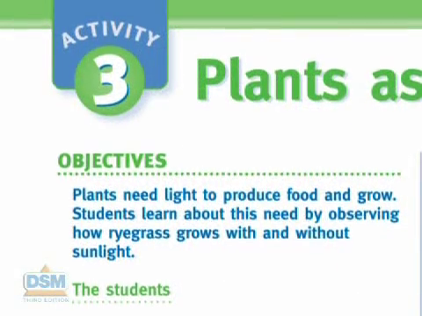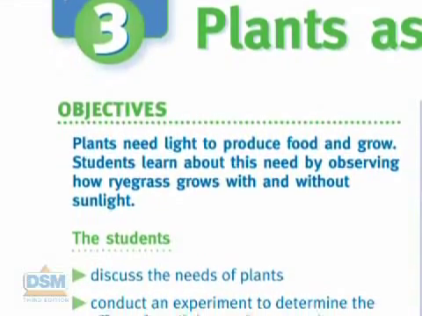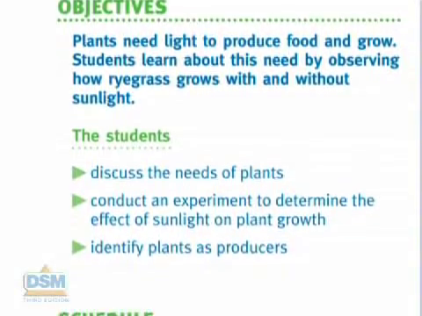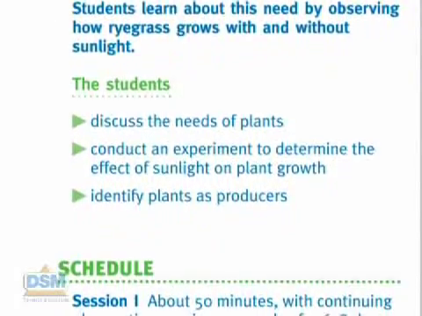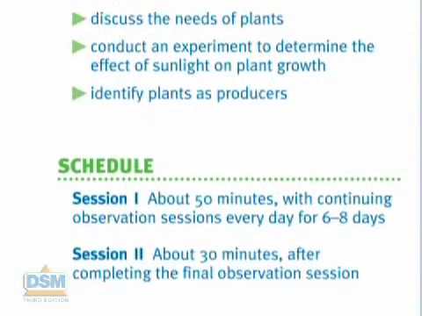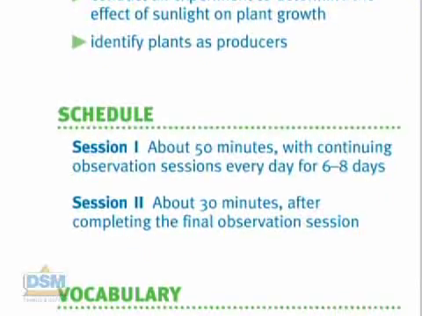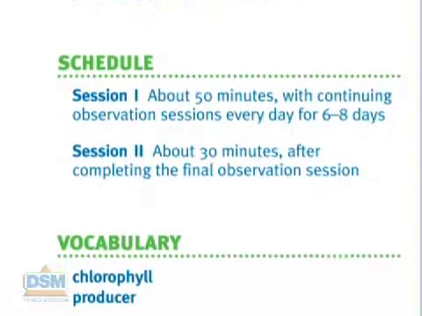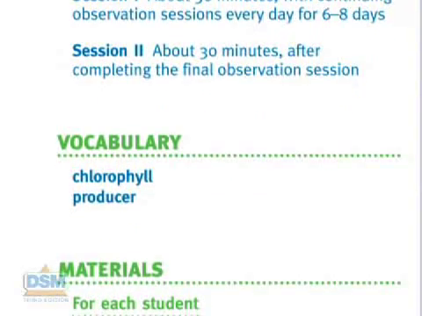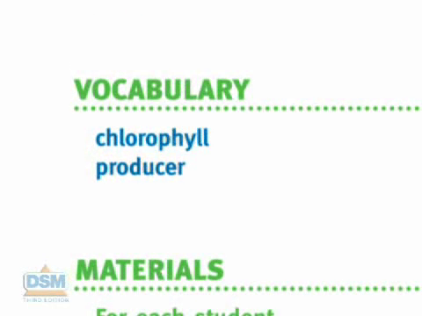In Activity 3, students conduct an experiment to determine the effect of sunlight on plant growth and survival, and identify plants as producers. This activity will take 2 sessions. Session 1 is about 50 minutes with daily observations for 6 to 8 days. Session 2 is about 30 minutes after completing final daily observations. The vocabulary introduced in this activity is producer and chlorophyll.